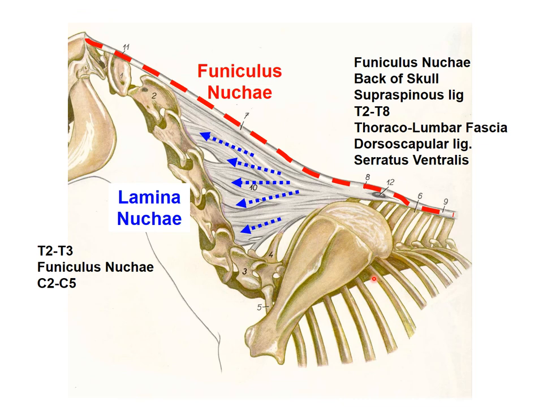Now, the lamina nuchae originates from the spinous processes of the thoracic vertebrae 2-3, and the funiculus nuchae, and inserts on the spinous processes of the cervical vertebrae C2 to C5. So it originates from the spinous processes of thoracic vertebrae 2-3 and funiculus nuchae, and it inserts on the spinous processes of cervical vertebrae 2-5.